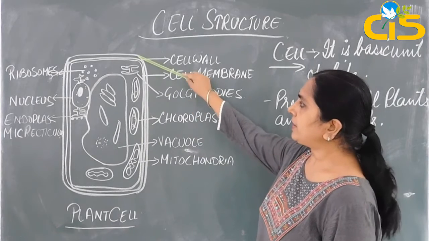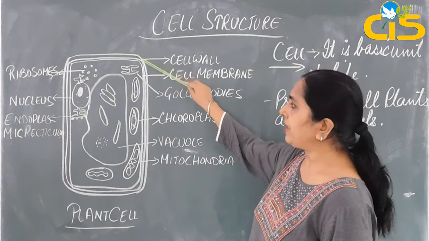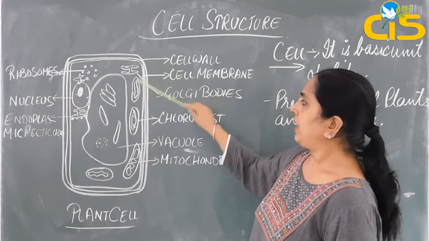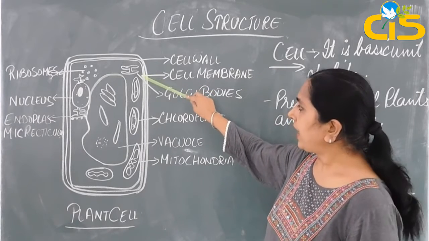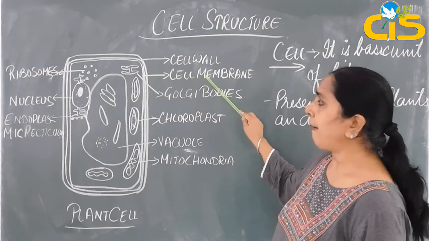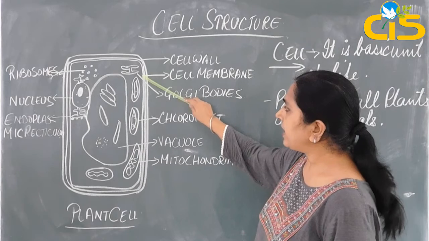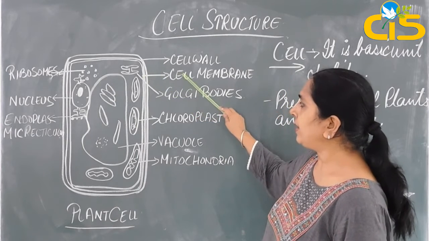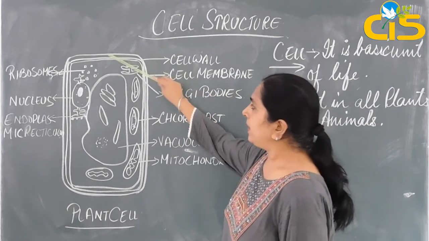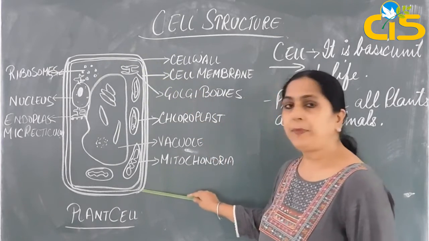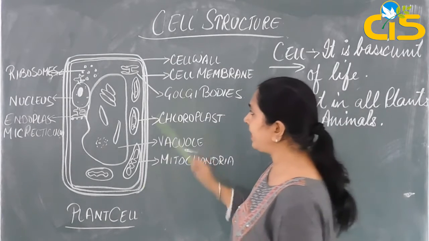The outer part is called the cell wall. The outer membrane is the cell wall. Then the inner layer, a double-coated structure, is called the cell membrane or the plasma membrane. So the outer part is the cell wall, and the inner double membrane is the cell membrane. The cell wall and cell membrane provide structure to the cell. They give a definite form and shape to the cell.